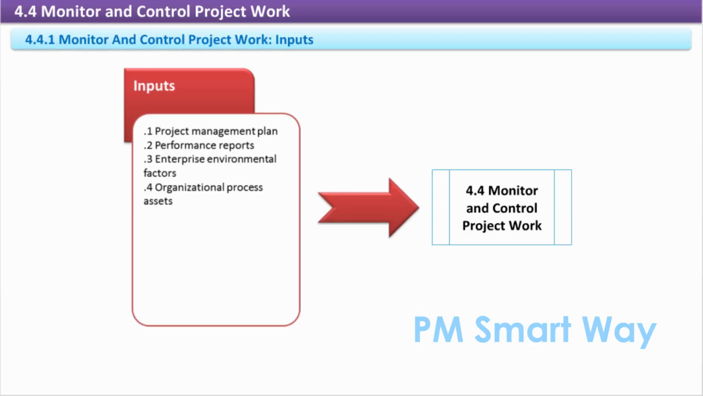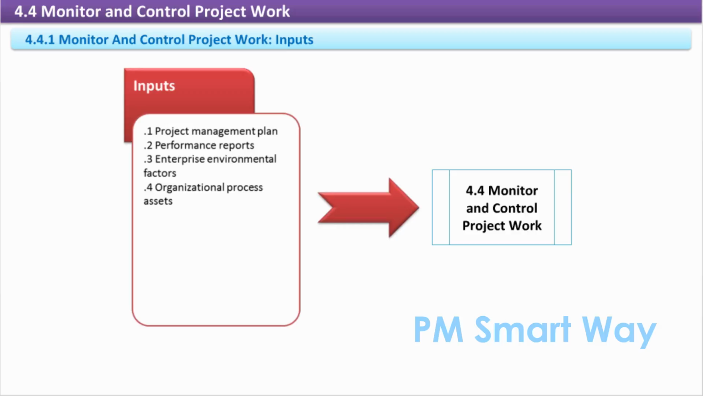Monitor and control project work. Inputs. Project management plan. The project management plan details how the project will be executed, managed, and controlled, including many subsidiary plans as to how changes to major project components, such as scope, budget and schedule, will be handled, and how important factors such as communication, risk, and quality will be managed. The project management plan is the key source of information relating to project management for the project.